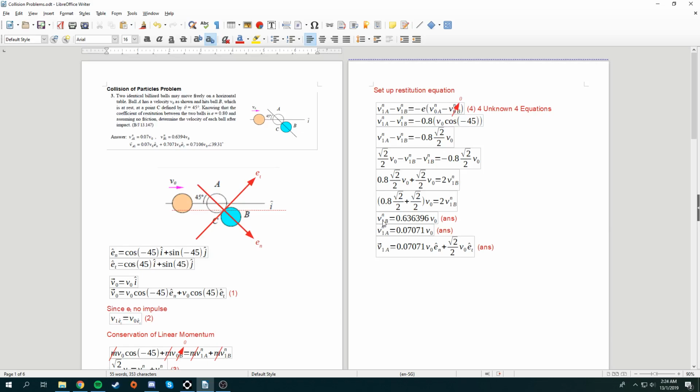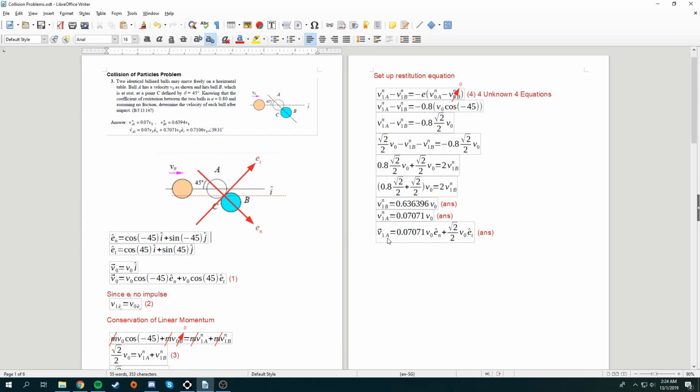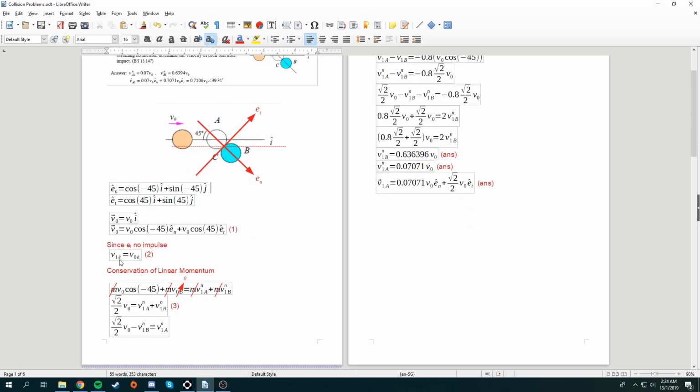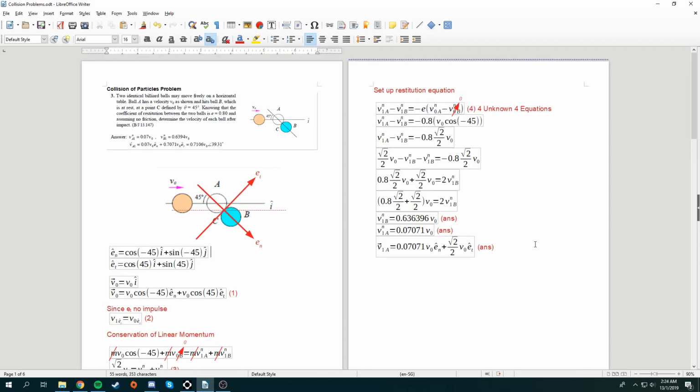So v1B in the normal direction will be 0.63634 v0, and v1A in the normal direction is 0.07 v0. Then for v1A, it is separated into en and et directions, remember? The normal direction you can take from here. However, for the et direction, we know that v1 et is equal to v0 et, and we know that v0 et is cosine 45, which is square root 2 over 2. So that's it. That's the answer to this tutorial 10 question 3.